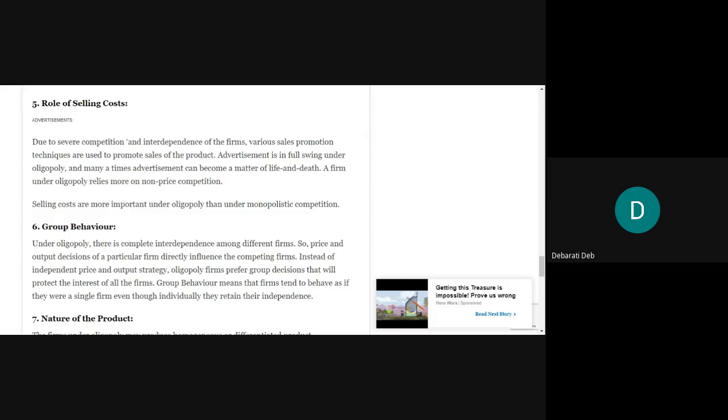Due to severe competition and interdependence of the firms, various sales promotion techniques are used to promote sales of the product, isn't it? It happened in monopolistic competition also. The selling technique is the crux. Advertisement is in full swing under oligopoly, and many times an advertisement can become a matter of life and death. That means whether a firm will survive or not may depend entirely on an advertisement. A firm under oligopoly relies more on non-price competition. Okay, they will try to avoid price competition.